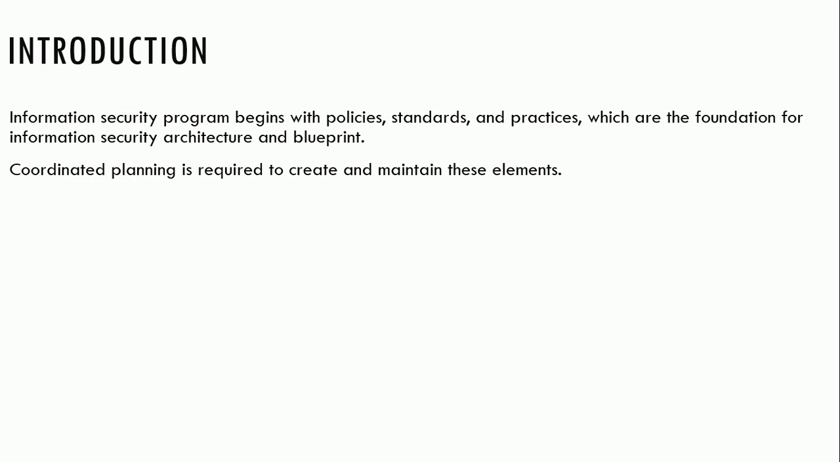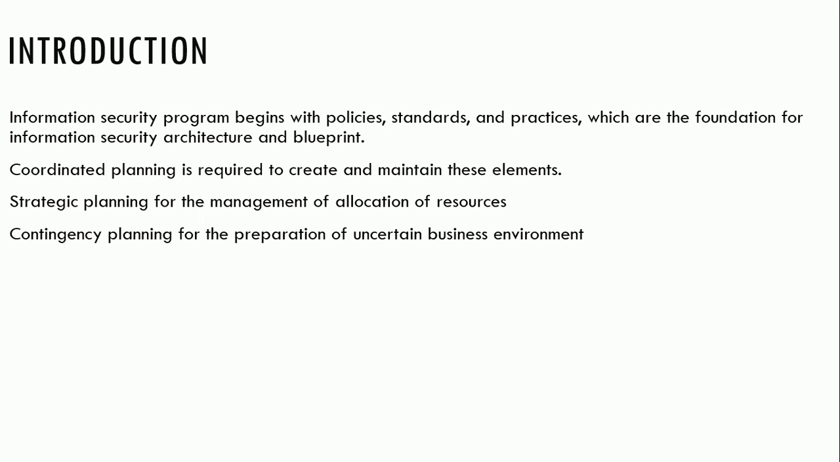Coordinated planning is required to create and maintain all of these different elements across the organization, and strategic planning for the management of allocation of resources. Strategic planning in business is anytime we're planning, we're not just flying by the seat of our pants, we're making sure that what we're doing fits in with the overall strategic plan of the organization. So, we're going to talk a little bit about the strategic planning concept. And contingency planning is the preparation for an uncertain business environment to make sure that we can mitigate and deal with those risks through our policies.